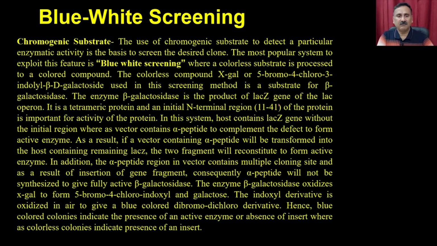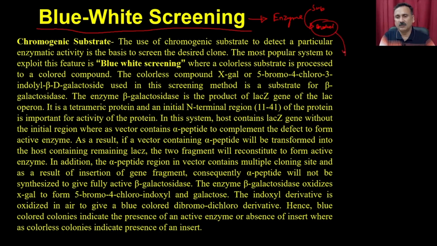So the first method we are going to discuss is the blue-white screening, where you use an enzyme to convert the substrate into the product, and that's how this product gives the blue color to the cell. Okay, so it is going to give the blue color to the cell.